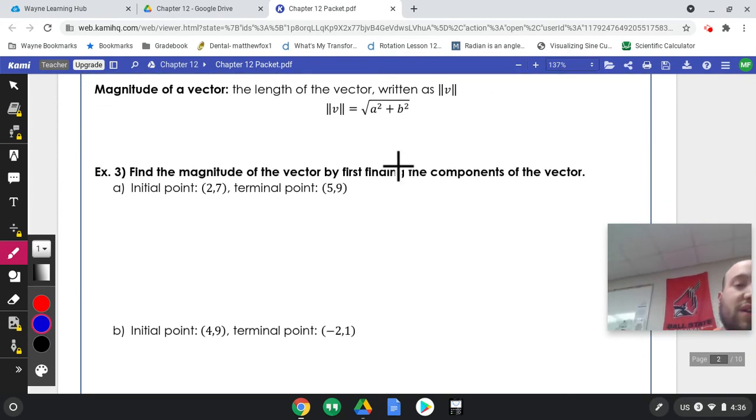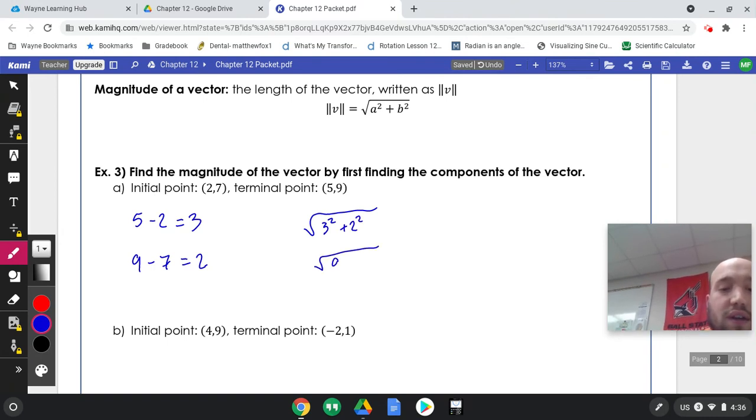So let's start off with our terminal point x, so 5 minus 2, that will give us 3. Then 9 minus 7, that will give us 2. Now all we got to do, it's the square root of 3 squared plus 2 squared. So the square root of 9 plus 4, and our final answer, the square root of 13. So that would be our final answer.